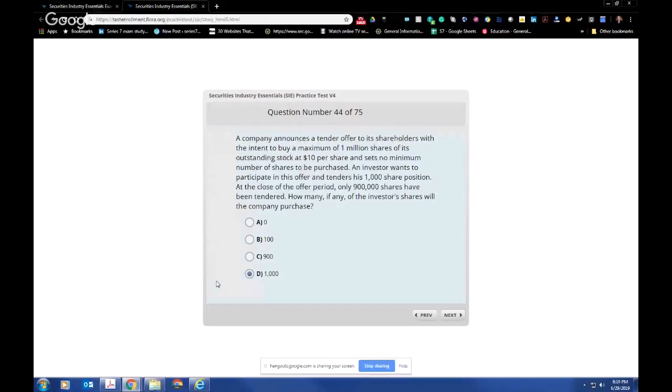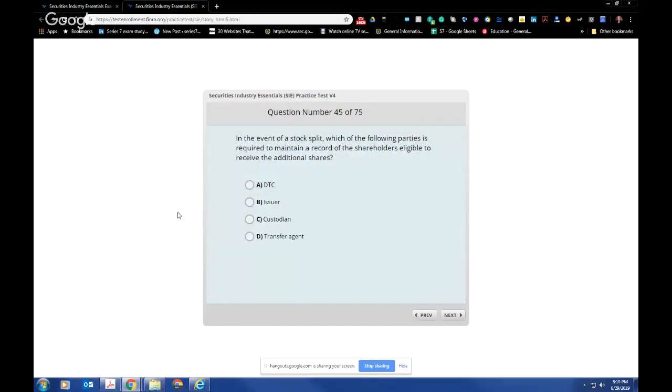In the event of a stock split, which of the following parties is required to maintain a record of shareholders eligible to receive the additional shares? So DTC, no. The issuer doesn't. Yeah, they kind of do, but they don't do it. Custodian, no. It's going to be the transfer agent. It better be. If I'm wrong, I'll be highly mad.